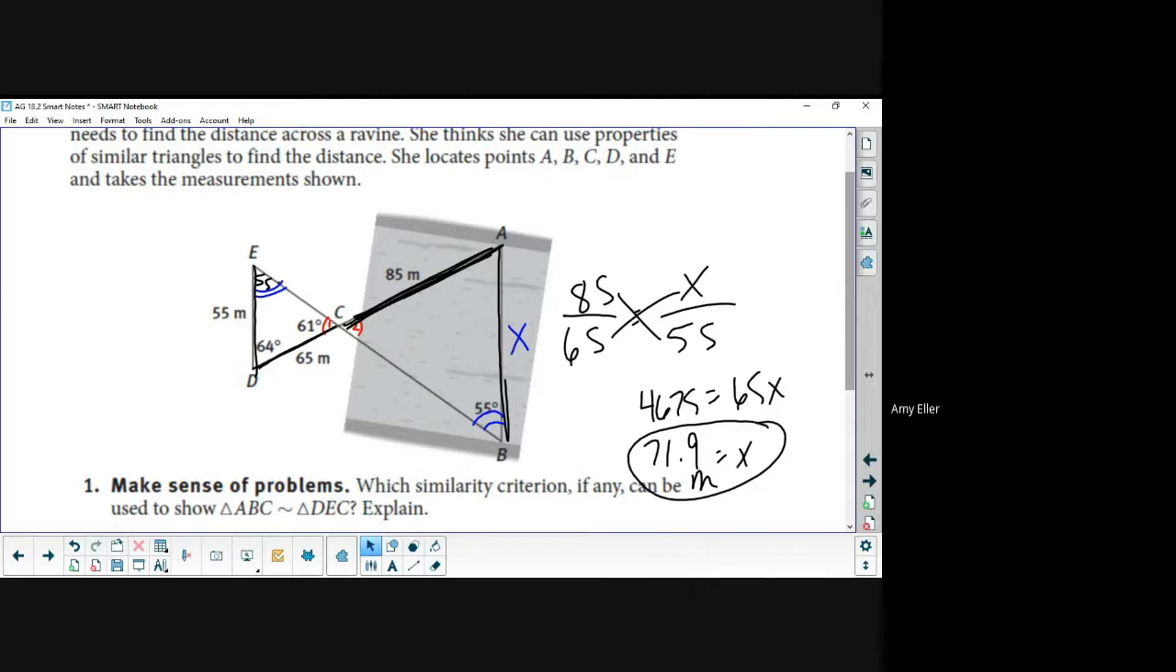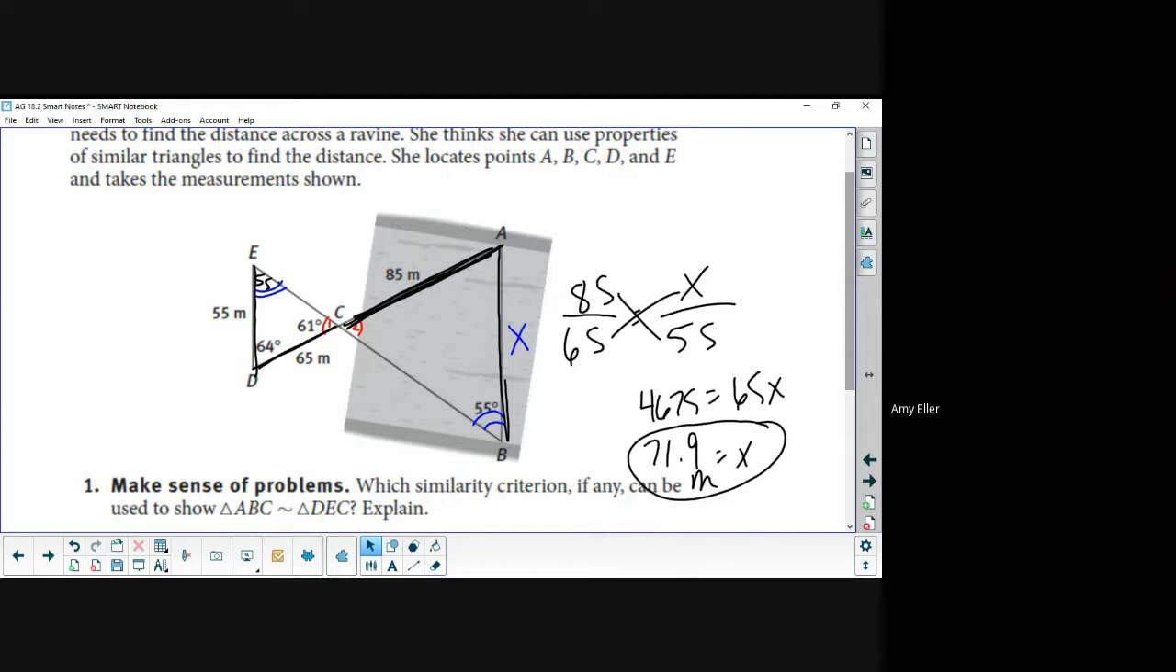Let me read the paragraph at the bottom of 262. Clarissa measured the length of the ravine indirectly. Indirect measurement is a technique that does not use a measurement tool, such as a ruler, to measure an unknown length. Indirect measurement is used to measure distances that cannot be measured directly, such as the height of a tree or the distance across a lake or a ravine. Triangle similarity is often used to make indirect measurement. Exactly what we just did. We indirectly measured this without a tool. We knew these were similar, so then we compared one to the other, one side to the other side.